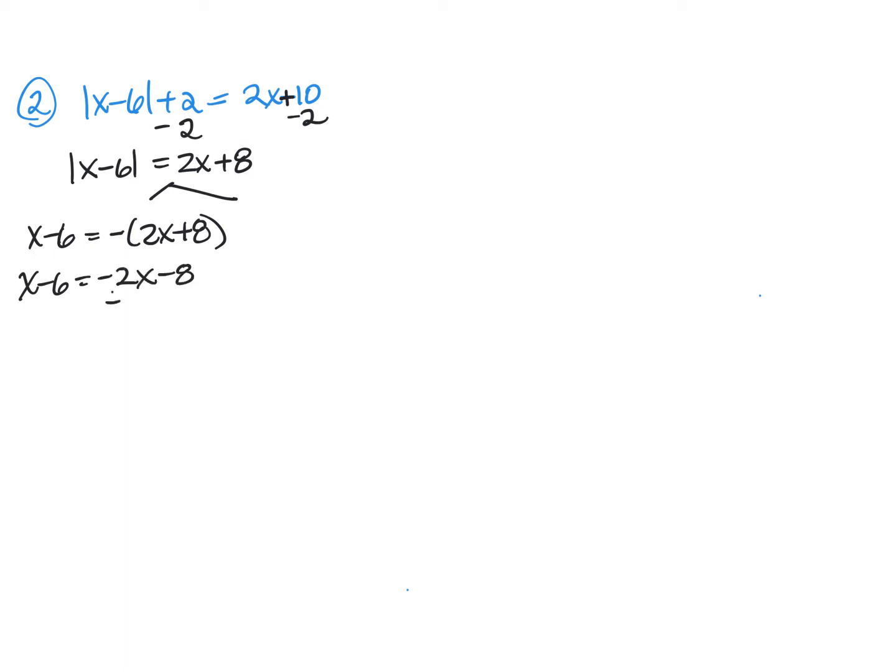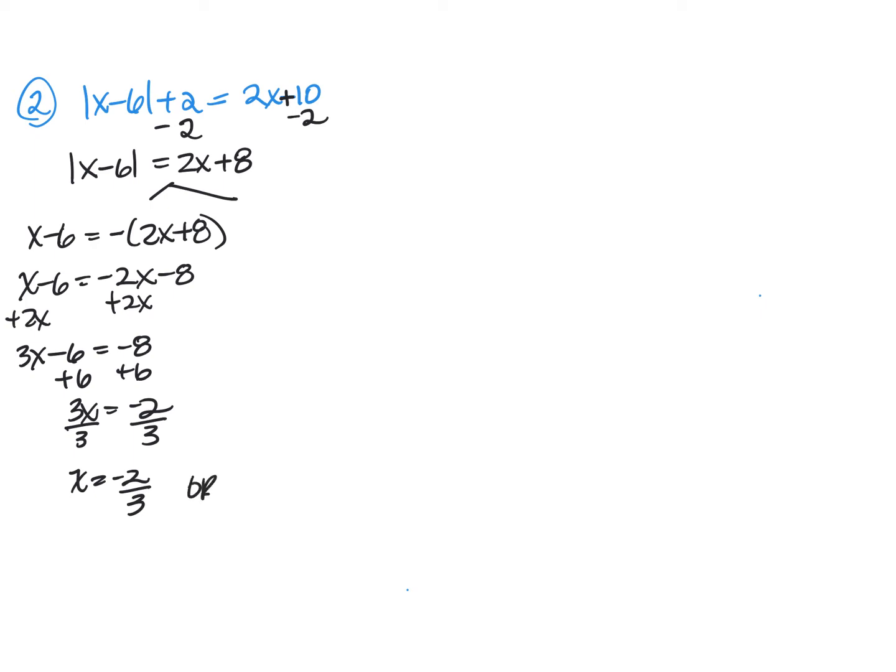Now we're going to clean this up by adding 2x to both sides. I get 3x minus 6 equals negative 8. I'm going to add 6 to both sides, and I have 3x equals negative 2. Then divide both sides by 3, and I get x equals negative 2/3. All right, so there's one solution, but this isn't the whole story.